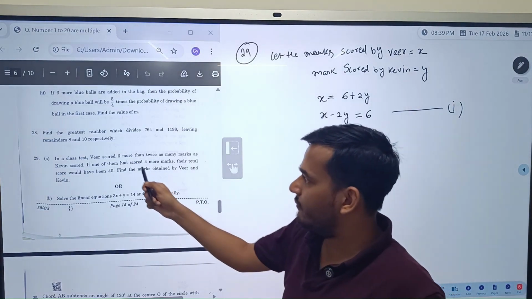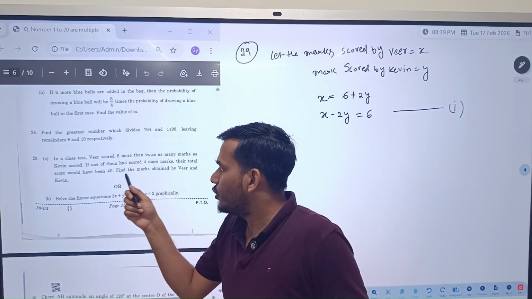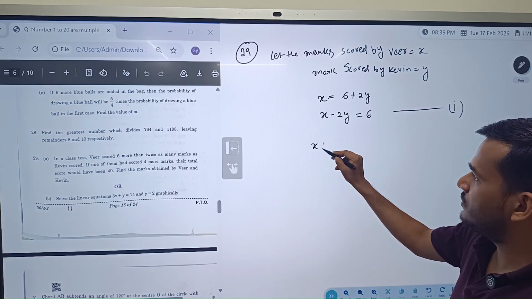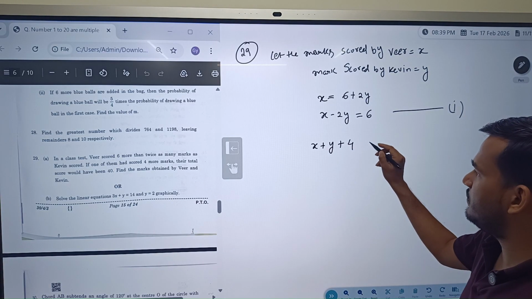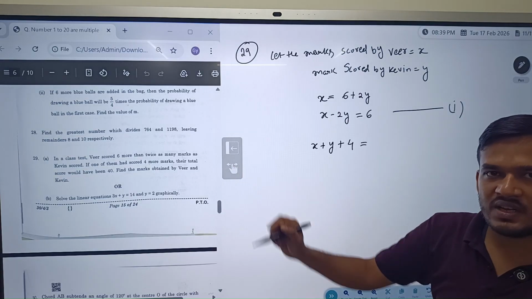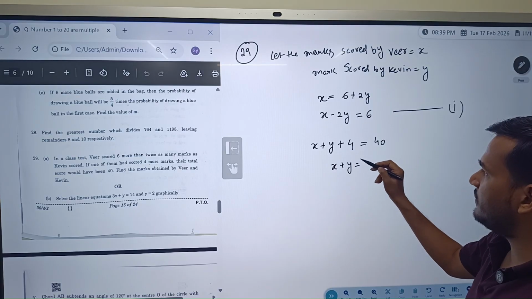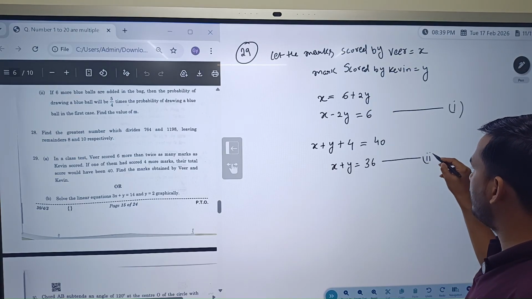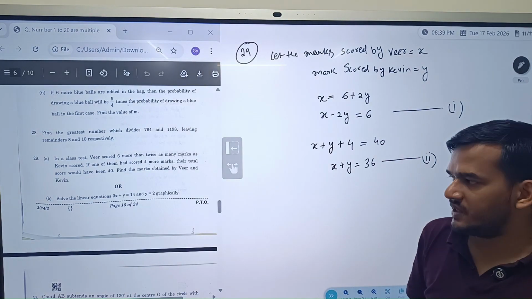And now if any one of them has scored 4 more marks, their total score would be 40. So x plus y plus 4 is equal to 40, so x plus y is equal to 40 minus 4, that is 36. Now these are two linear equations. If we solve these two linear equations, we will get the values of x and y.